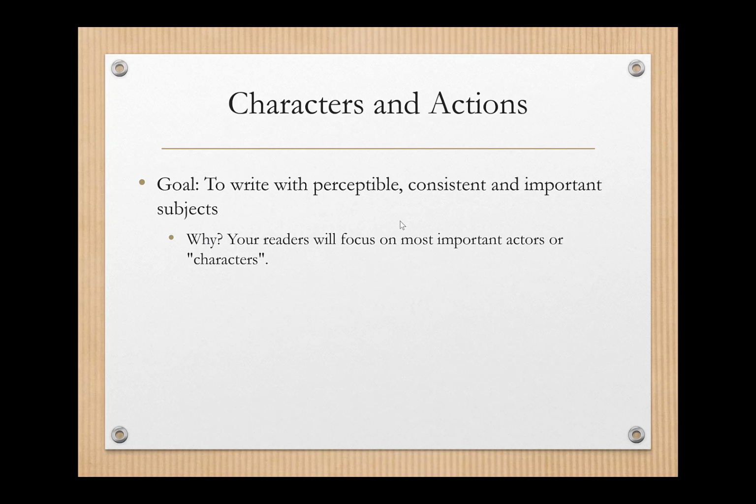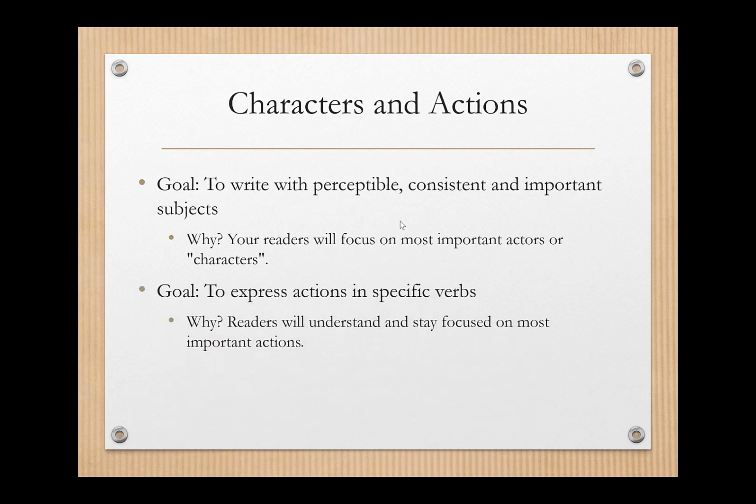What's our goal? We want to write with perceptible, consistent, and important subjects. We want those subjects to be retained by the reader. We want the reader to focus on those most important actors or characters in your prose. We also want to express our actions in very specific verbs, not vague verbs, but very specific actions. When this happens, the readers will understand and stay focused on the most important actions, and they will recognize your writing to be clear.